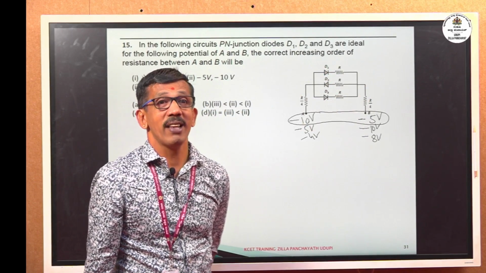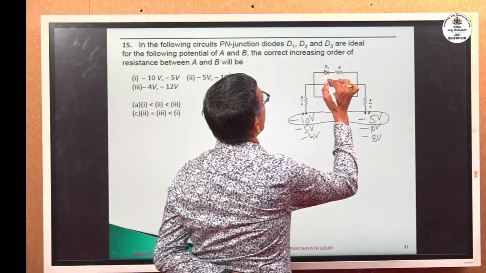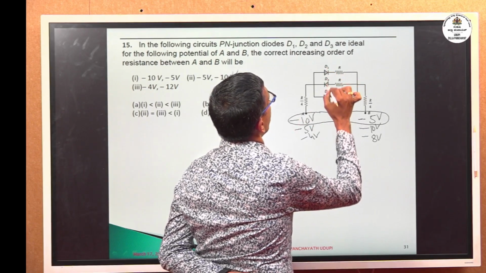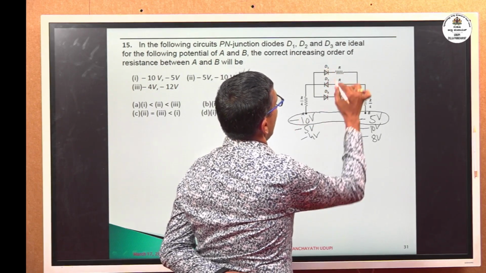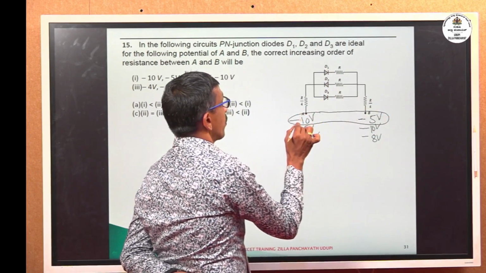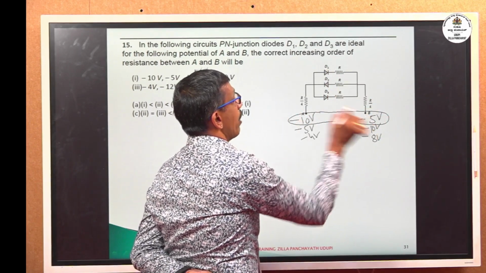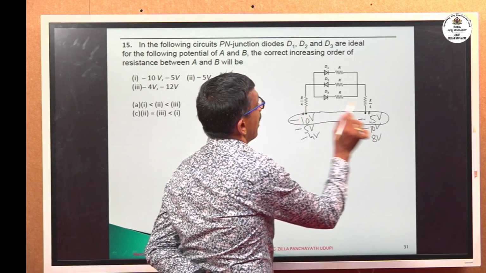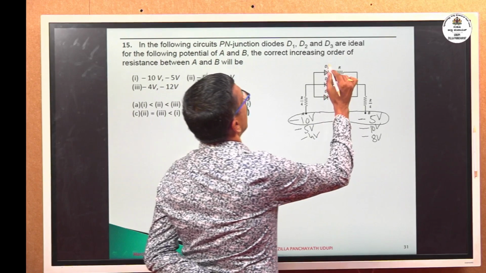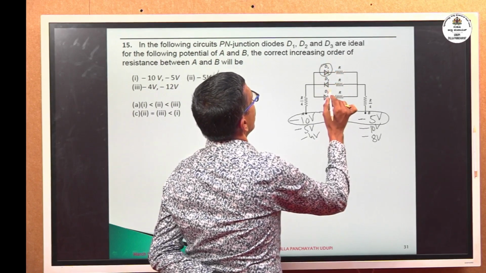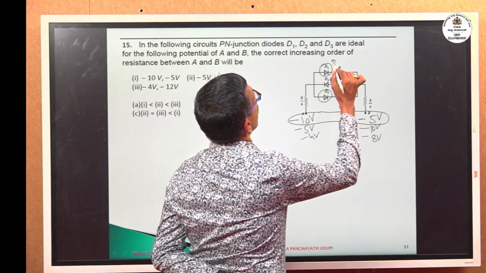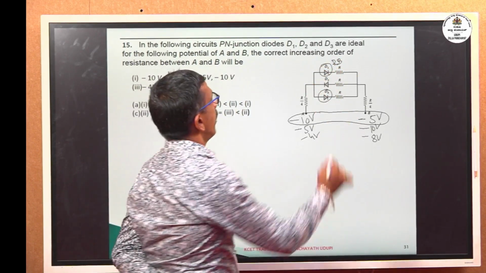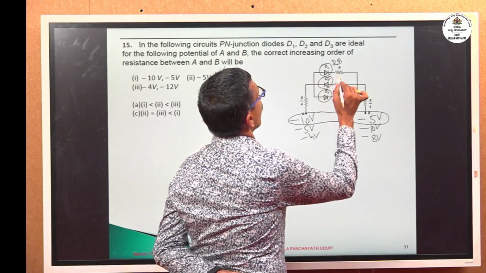D1 and D3: see, the P side is connected to negative potential, and the N side is connected to a higher potential than this. Compared to minus 10, minus 5 is positive. Do you understand? Compared to minus 10, minus 5 is more. So, diodes D1 and D3 are in reverse bias, whereas diode D2 is in forward bias.